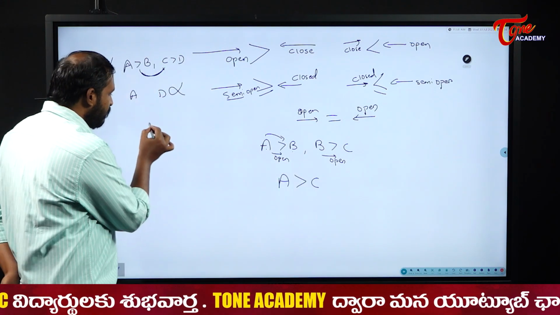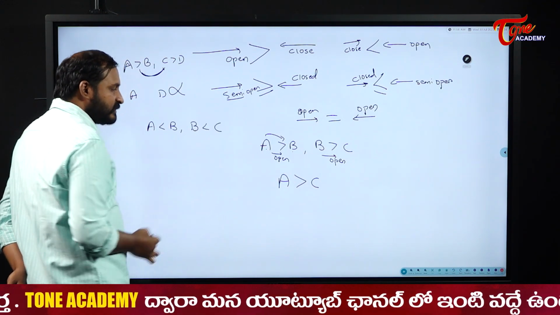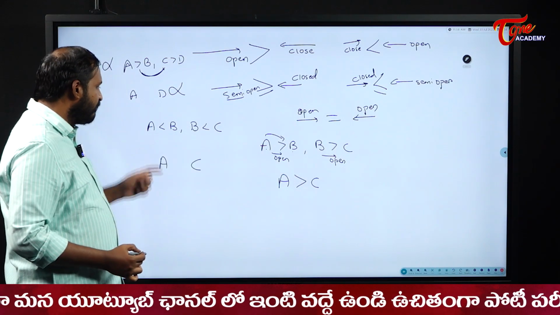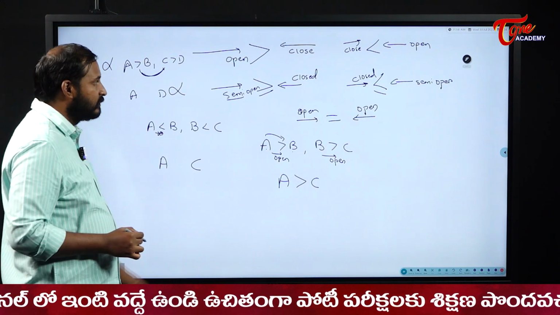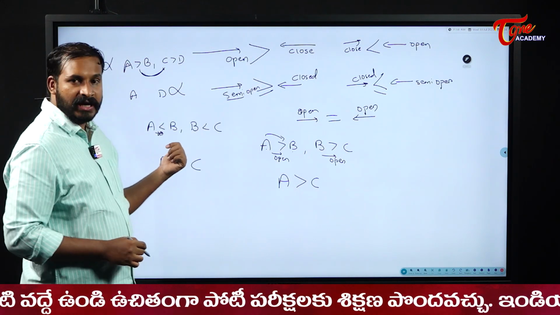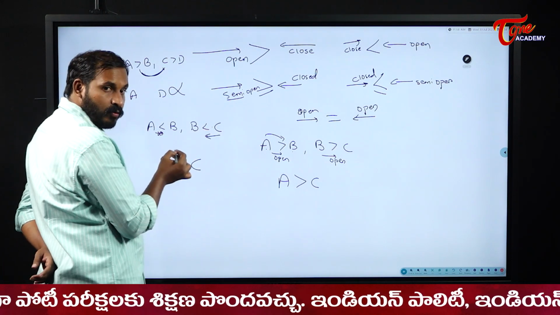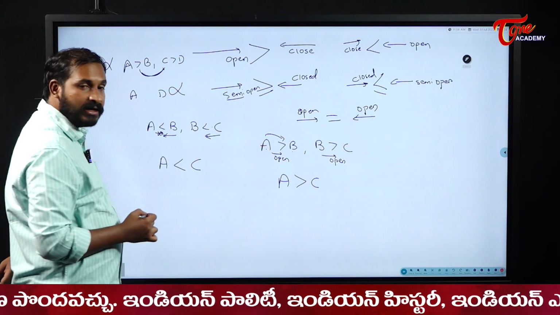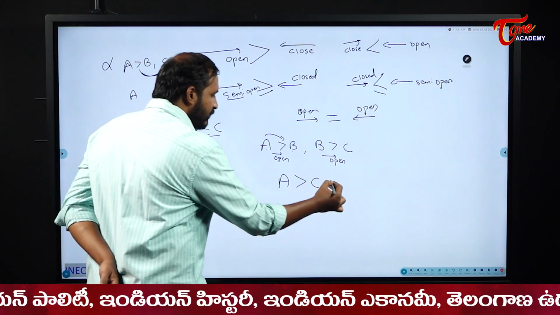For example, if the same question is like this, now please see here, if I want to write the relation between A and C, from A I cannot move to B. Why? Because this is a closed one, right? Now I can move from C to B, yes. Why? Because it is open. Next from B to A, yes, I can move. So the relation will be what? A will be less than C. Okay sir, these two are really good.